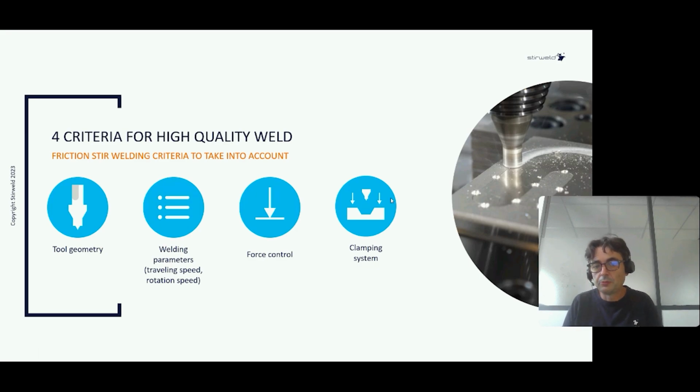That is very important, because friction stir welding is a wonderful and nearly perfect process, but it has one problem: the process doesn't like a gap. That's why the clamping system must be very strong, to avoid any movement during the friction stir welding process and not create a gap between the parts. That is very important.